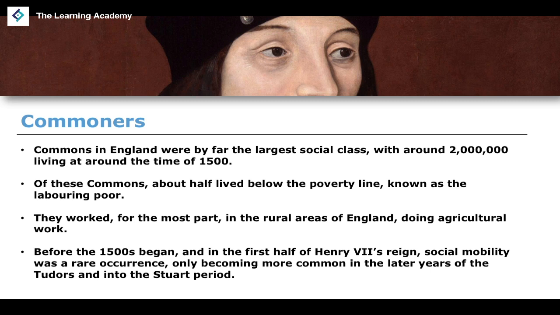I've already mentioned this early on, at the start of this lesson, but the idea of social mobility, of people within social classes moving between different class structures, people going up or people going down, was very rare. It happened very rarely. It means that whatever the structure of society was, it effectively stayed the same throughout the majority of Henry's reign and throughout the majority of the Tudor period, in fact. It was only towards the end of the Tudor period and into the reigns of James and Charles I that we start to see a little bit more social mobility taking place.